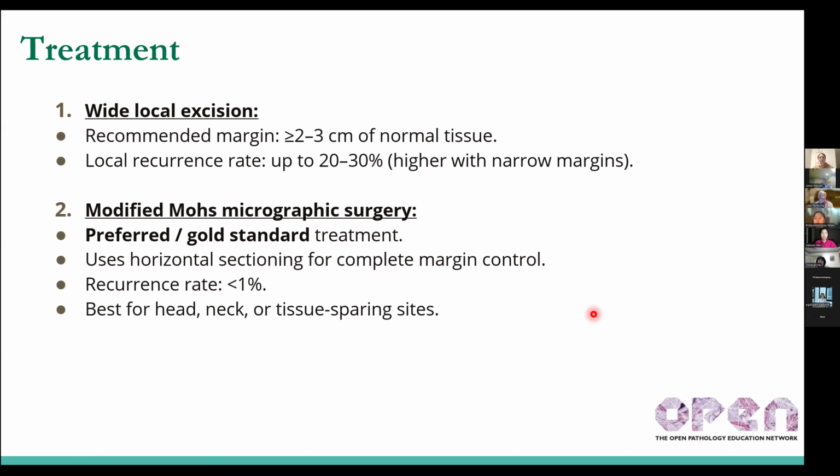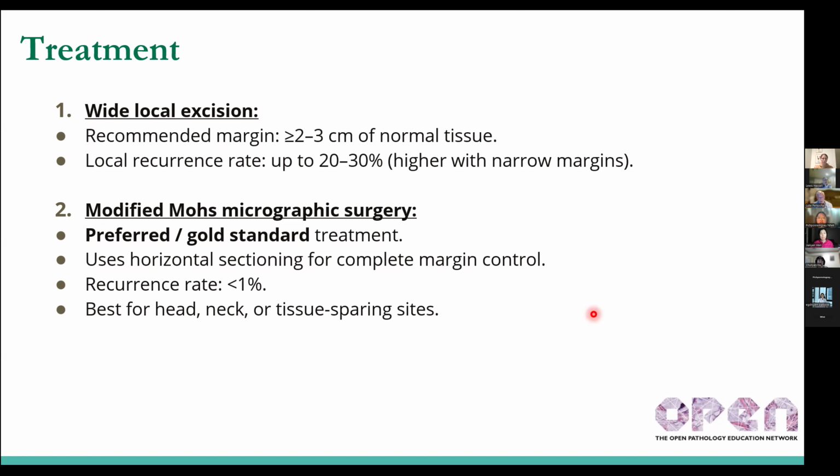We'll talk a little about the treatment itself. So first, they can use wide local excision. The recommended margin for wide local excision is more than or equal to 2 to 3 centimeters of normal tissue. But for wide local excision, the local recurrence rate is high, up to 20 to 30%, and even higher with narrow margins. And so that is why modified Mohs micrographic surgery is the preferred or gold standard of treatment.